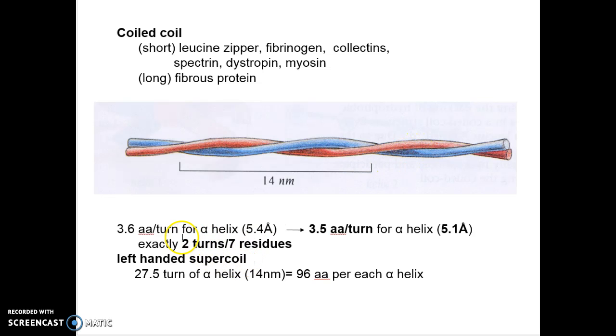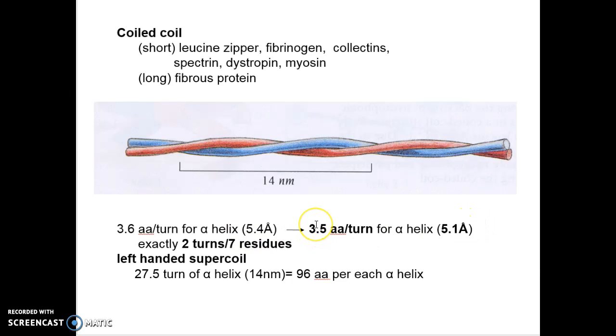Okay, so you already know the features of a typical alpha helix. They have n of 3.6 and p of 5.4 angstrom. But when they make a second helix, that's going to be, in this case, left-handed. This supercoil changes the dimension of the first alpha helix a little bit, into 3.5 for n and 5.1 angstrom for p.